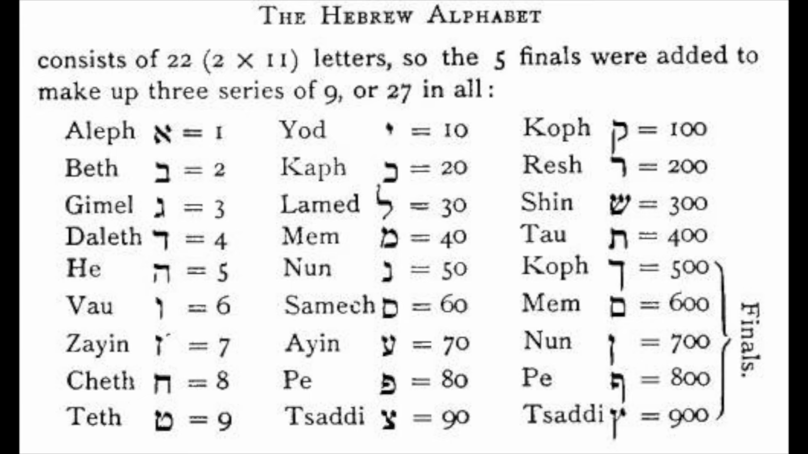Then we have Hey. The Hey is a value of 5. And the Vav is a value of 6. And the Hey is another 5. So if we add these together, we get Yud, which is 10, Hey, which is 5, Vav, which is 6, and a second Hey, which is 5. It adds together to get 26. This is the Hebrew numerical value of the name of God, basically. Yud, Hey, Vav, and Hey.